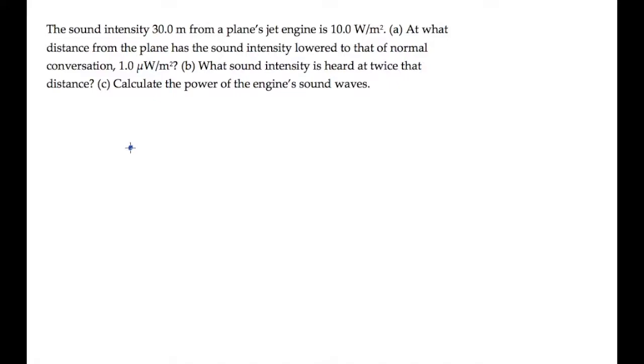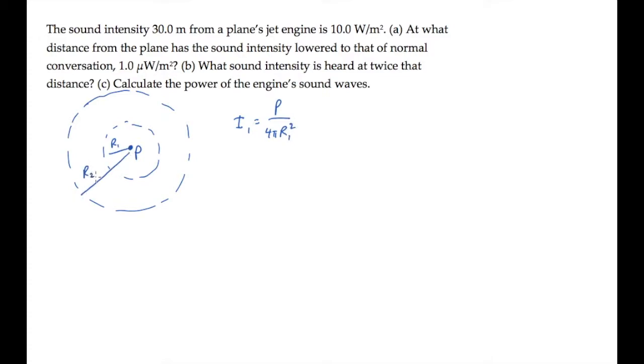Taking the engine as a point source of sound, the power radiates out in concentric spheres, so that the intensity at some distance r from the engine equals the power divided by the area of a sphere centered on that point, 4 pi r squared. If we write the intensity for two different spheres, the power is the same for each of them, so we see that the ratio of intensities on each sphere equals the inverse ratio of the square of the sphere's radii.